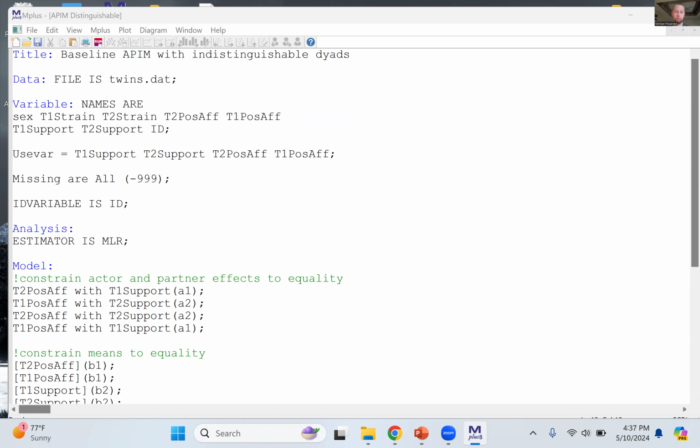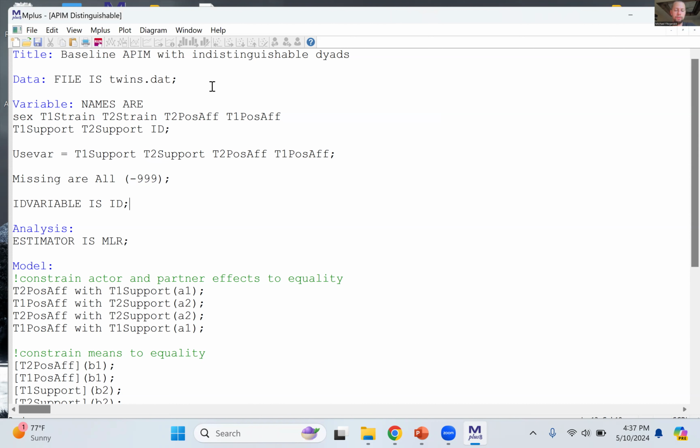But oftentimes we're going to work with dyads in which there's not a theoretically driven or theoretically informed rationale for who is partner one and who is partner two. Instead, the assignment of partner one and partner two is going to be completely arbitrary. And so we can run an actor-partner interdependence model with these indistinguishable dyads, but we just need to make a few additional constraints. So I will demonstrate that within the Mplus software that you see here.